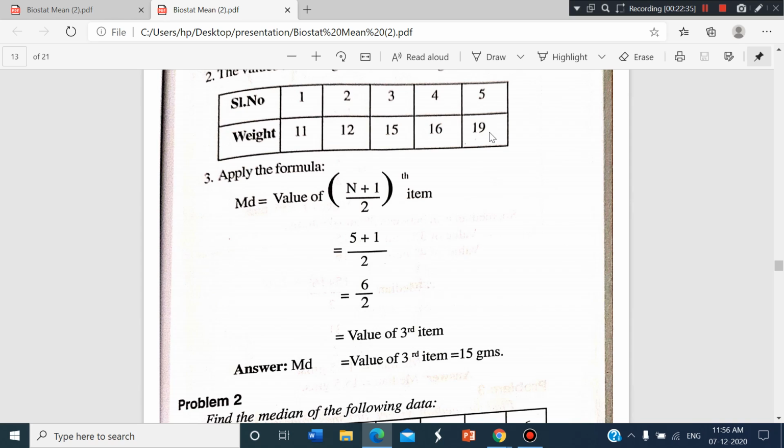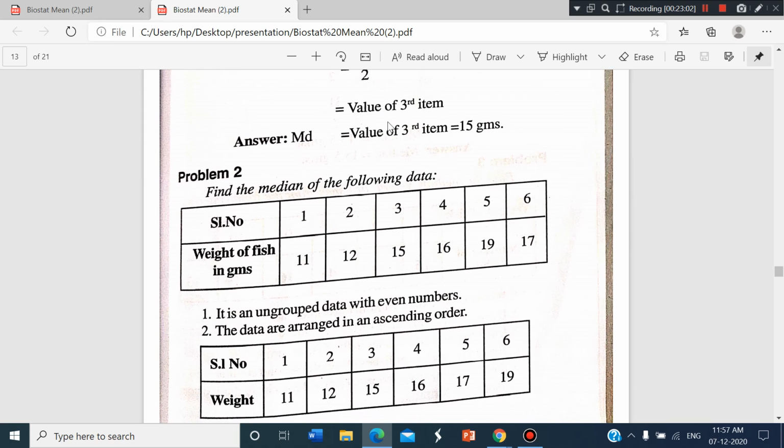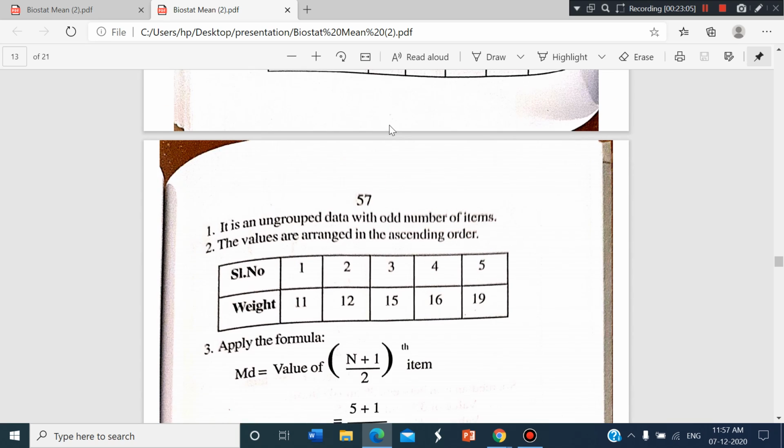To find the positional average, what is expected is that you arrange them in ascending order and find the value of the (n plus 1) divided by 2 th item. So the value of the third item comes. What you are finding is the value of the third item, because you get 6 by 2, which means 3. So the value of the third item is 15 grams. This was for an odd number of items.